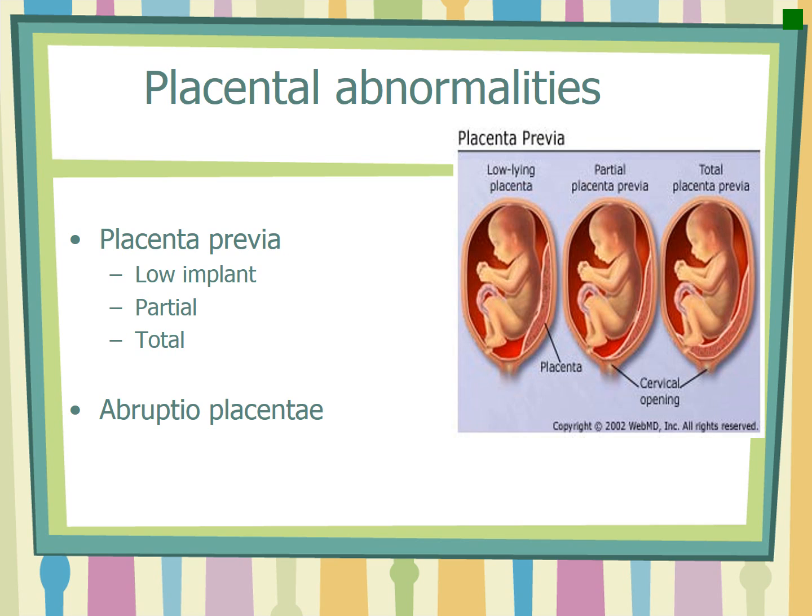Signs and symptoms are bleeding, tenderness of the uterus, absent fetal heart tones, maternal hypovolemic shock. Abruptio placenta is the most dangerous to the fetus due to the blood loss that occurs. This leads to fetal asphyxia, anemia, and shock.